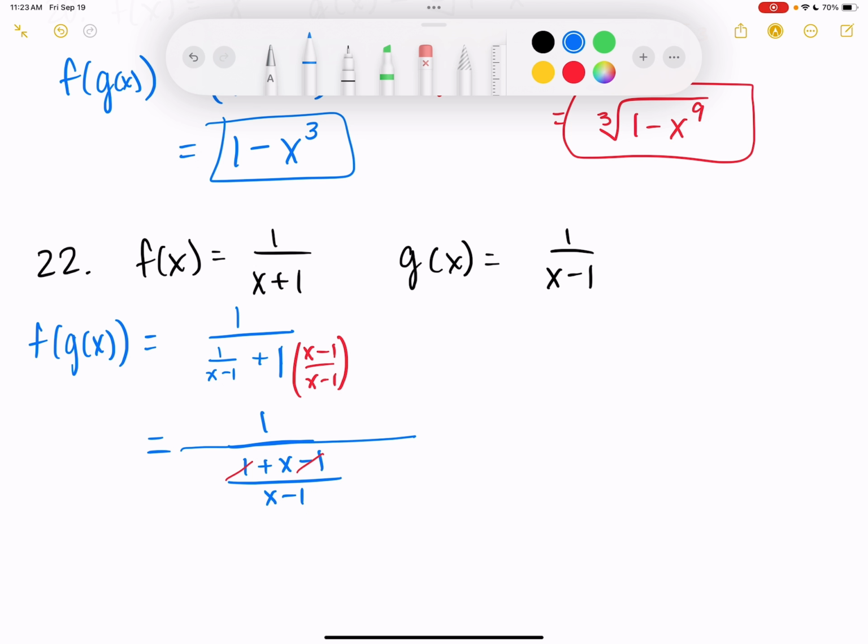Keep, change, flip. So I end up with x minus 1 over x. That's because I took this x minus 1 and I multiplied it by 1, so it just is x minus 1. This was so much easier.